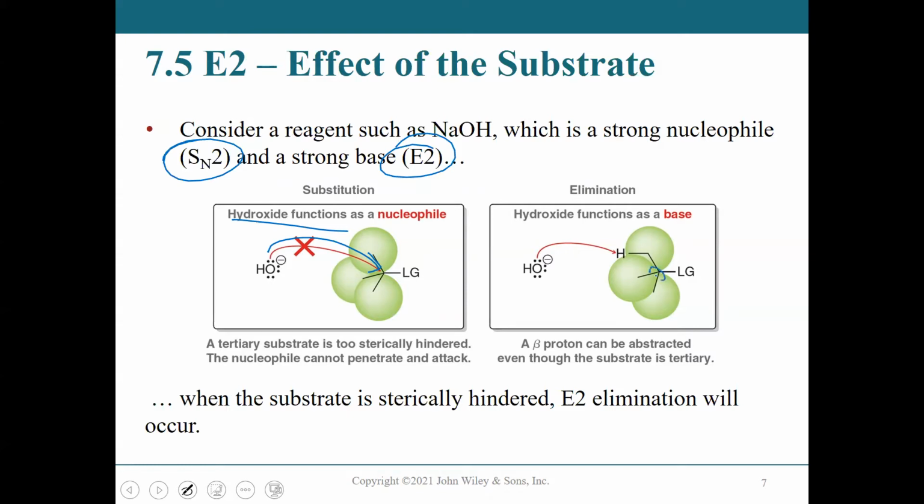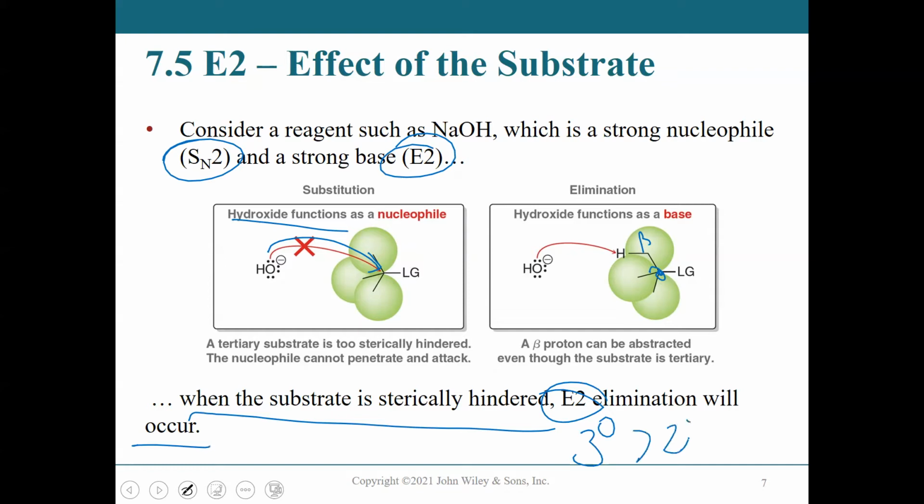This carbon is too secluded. The hydrogen, in the beta position, is more exposed. Therefore, the hydroxide or the strong base, whichever is the case, will have an easier time extracting the beta hydrogen rather than attacking the carbon that has the leaving group. Okay, so when the substrate is sterically hindered, E2 elimination will occur. When there is much hindrance, that's why elimination prefers tertiary substrates. Why? Because tertiary is more difficult to undergo substitution.